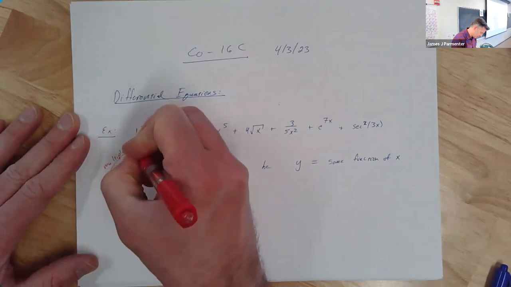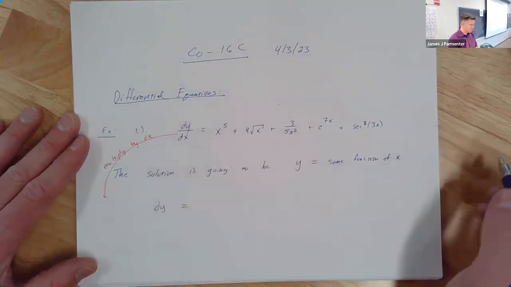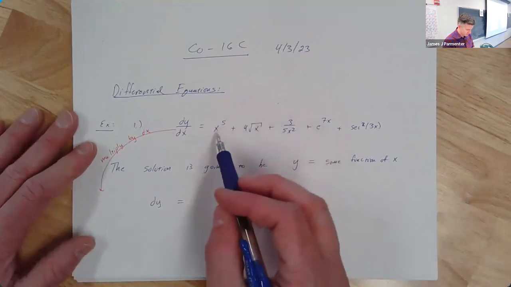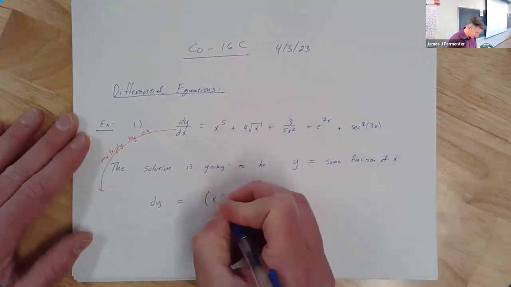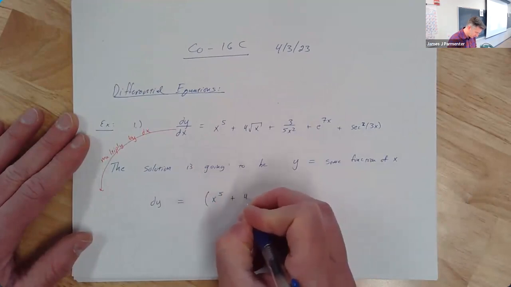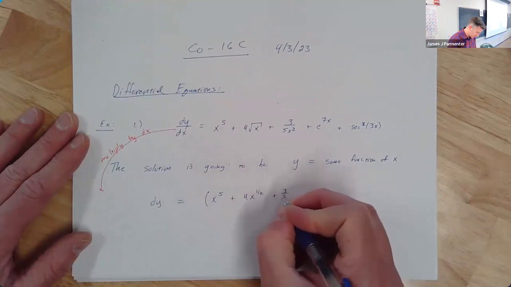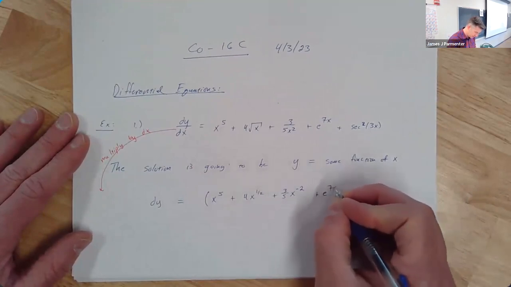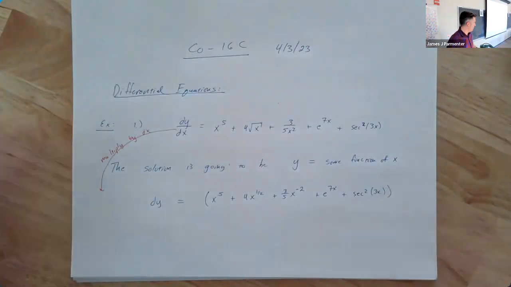So we're going to multiply by dx. And we're going to end up getting dy on the left equal to all this stuff. And since I know I'm going to anti-differentiate, I'm also going to simplify this stuff to make it easier to anti-differentiate. So I'm going to write this as x to the fifth plus 4 times x to the 1/2 plus 3/5 times x to the negative second plus e to the 7x plus secant squared of 3x. I guess we've got to move around a little bit.